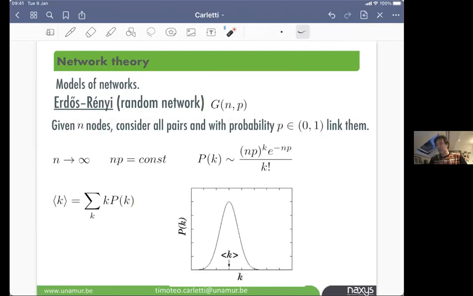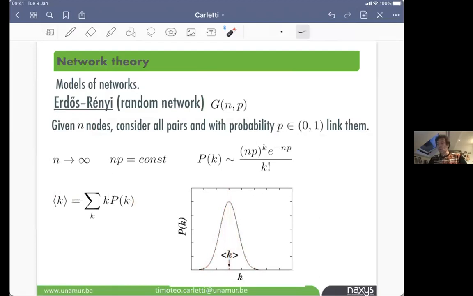This looks really like a Gaussian, because this is a Poisson distribution. So this means that in an Erdős-Rényi random network, once you fix p and n, almost all nodes, or a large part of the nodes, have the same degree. They have the average degree.